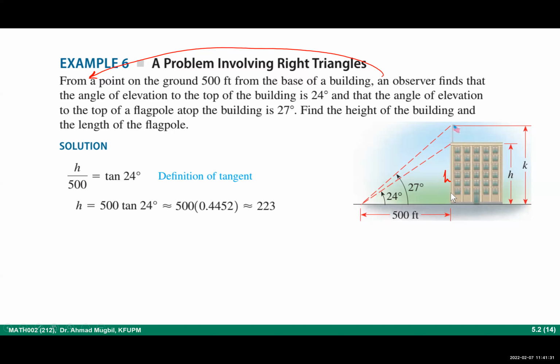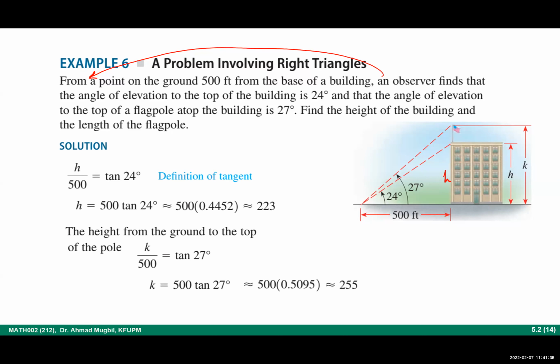Using 27. So this is H. This is K. Then the length of this will be the height of what? Of the building, H. And K minus H will be the height of what, or the length of the flag.